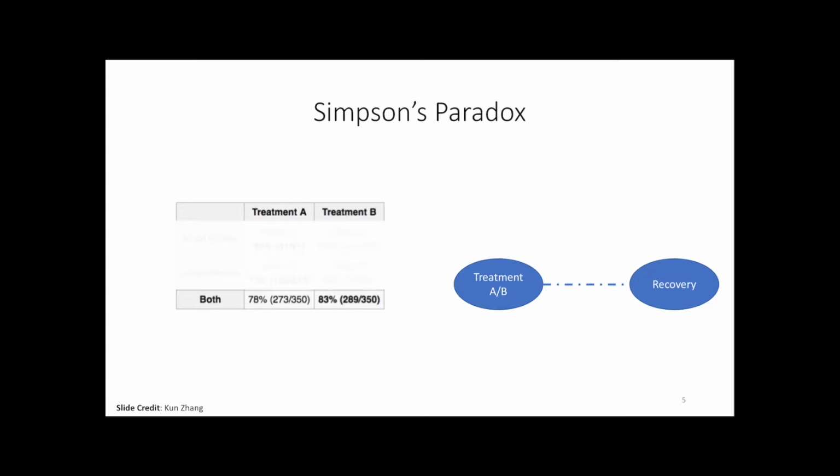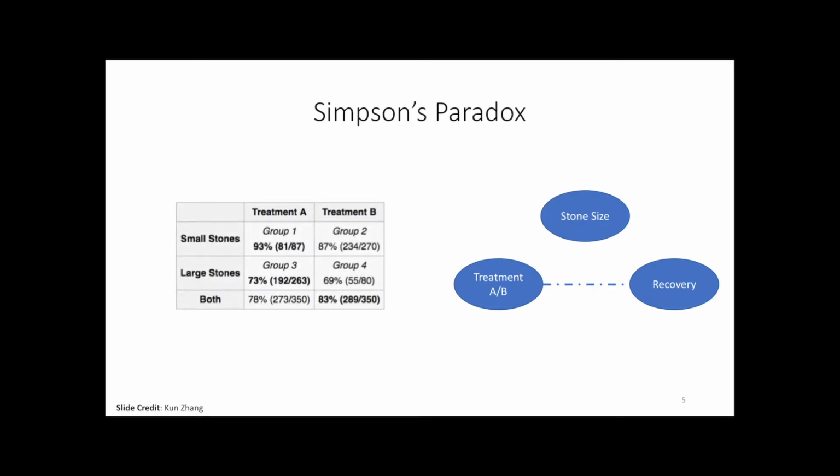So let's say that we go back and talk to our clinical collaborator, and he or she may say, well, did you consider the stone size? Because the stone size is also important. If in fact we break the population into small and large stone sizes, then we may see the complete opposite effect. In both groups, patients with a small stone and with a large stone, treatment A is preferred. But when we look at the entire population, treatment B is preferred.